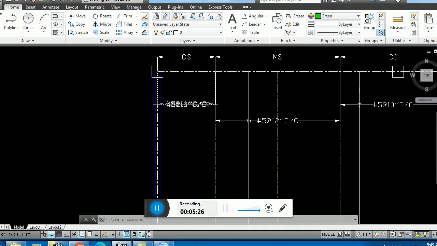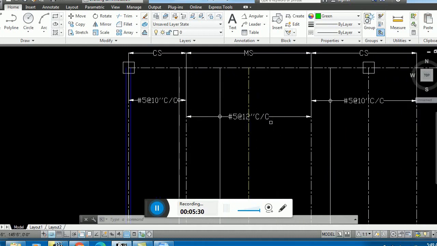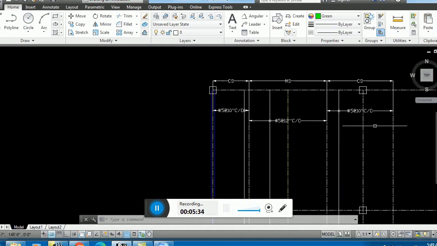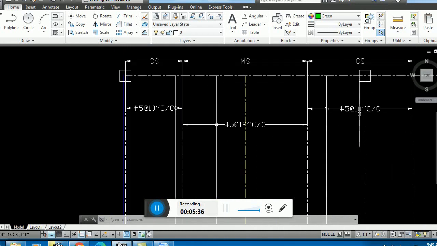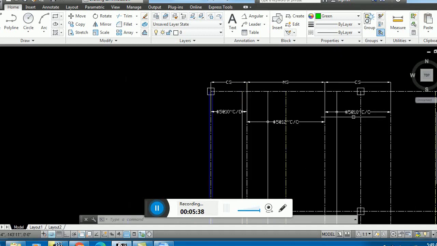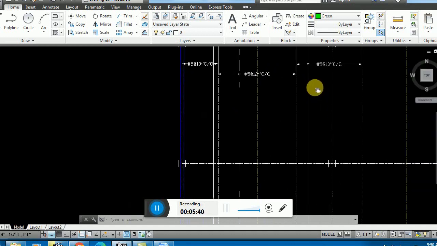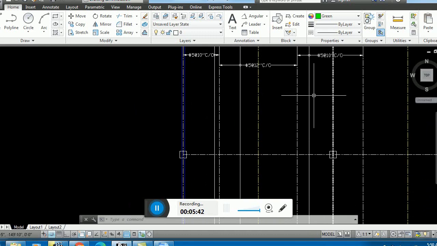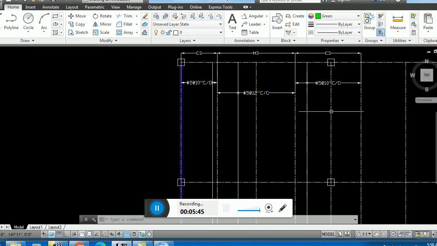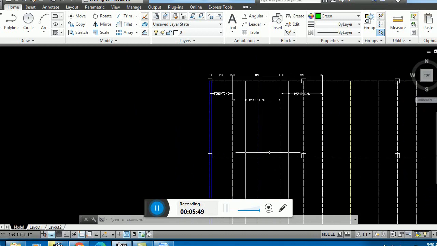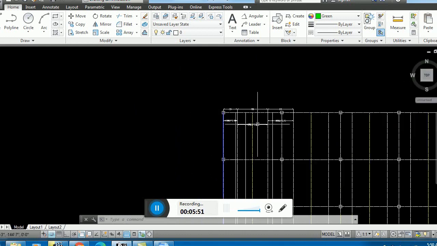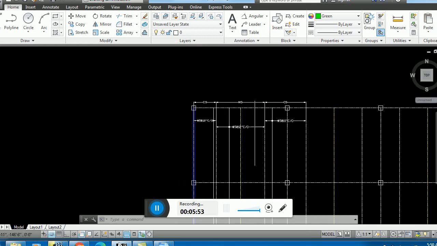So you see here in the column strip I am providing number 5 at the rate of 10 inch center to center, and here in the middle strip I am using number 5 at the rate of 12 inch center to center, and again in the column strip I am placing a number 5 at the rate of 10 inch center to center. Okay, so this means that the moment is maximum in the column strip, positive moment in the north-south direction. Similarly, and remember, this is very important to understand that the north-south direction bars are on top of the bottom layer.